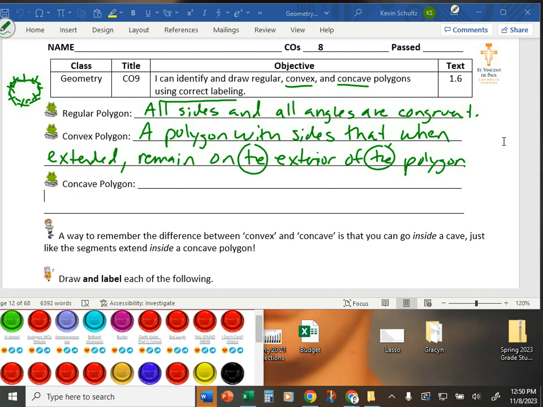So an example would be a pentagon that looks like home plate. If you were to extend any of these sides, they would all remain on the exterior of the polygon, right? All of these sides, if they were extended, nothing passes through. They all remain on the exterior, outside of the polygon. That is considered convex. Okay, a concave polygon would be pretty much the opposite.